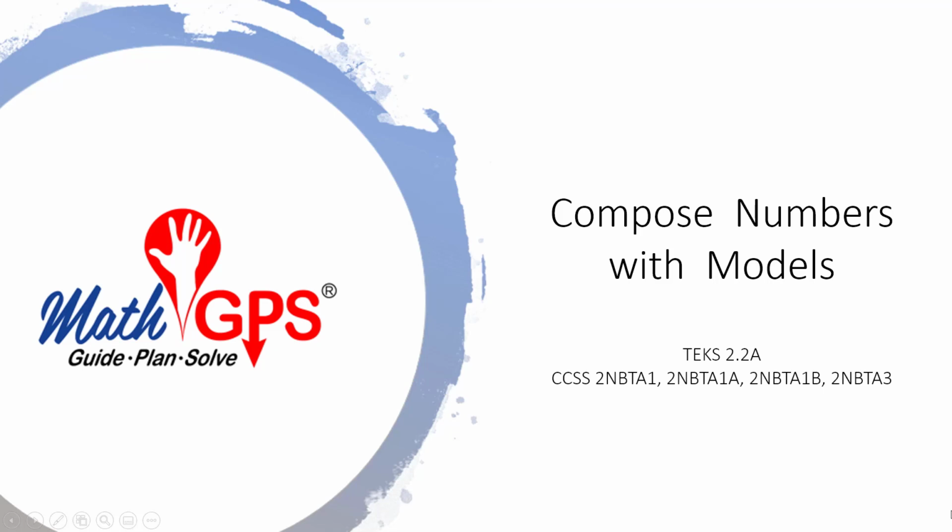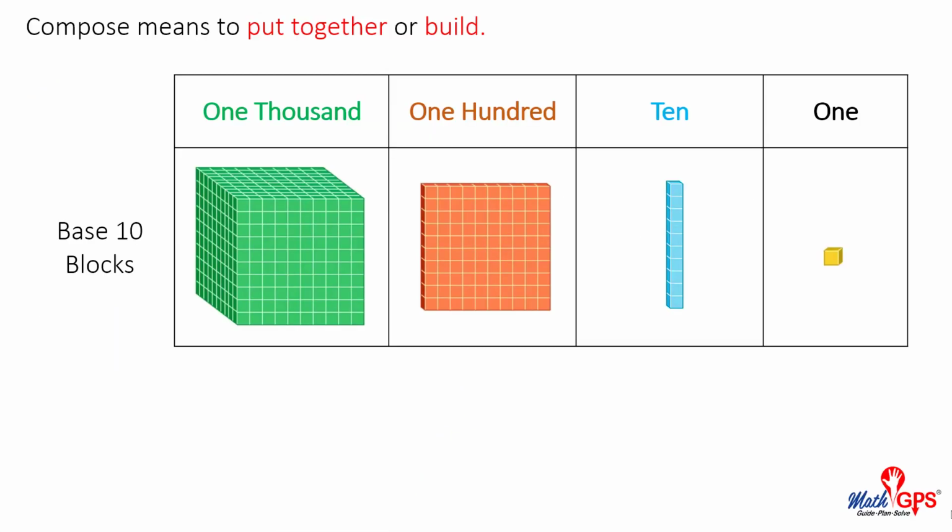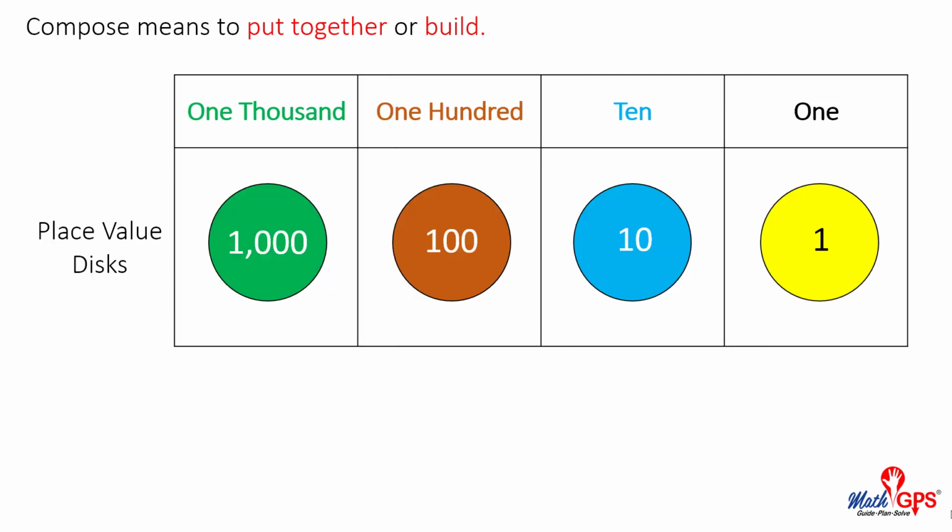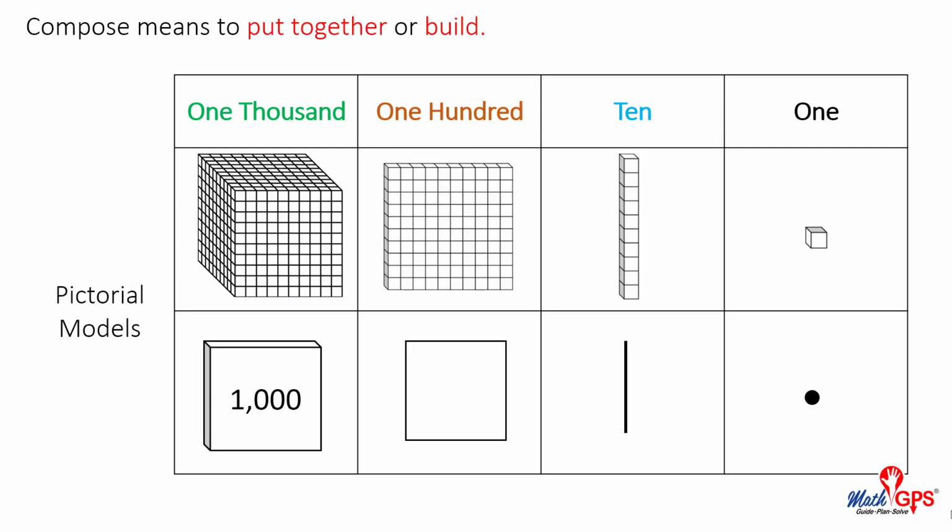Compose numbers with models. This video is produced by Math GPS for Texas second graders, but it can also correspond to Common Core standards in second grade as well. Compose means to put together or build. We can build numbers by using base 10 blocks, place value disks, and/or picture models to represent thousands, hundreds, tens, and ones.